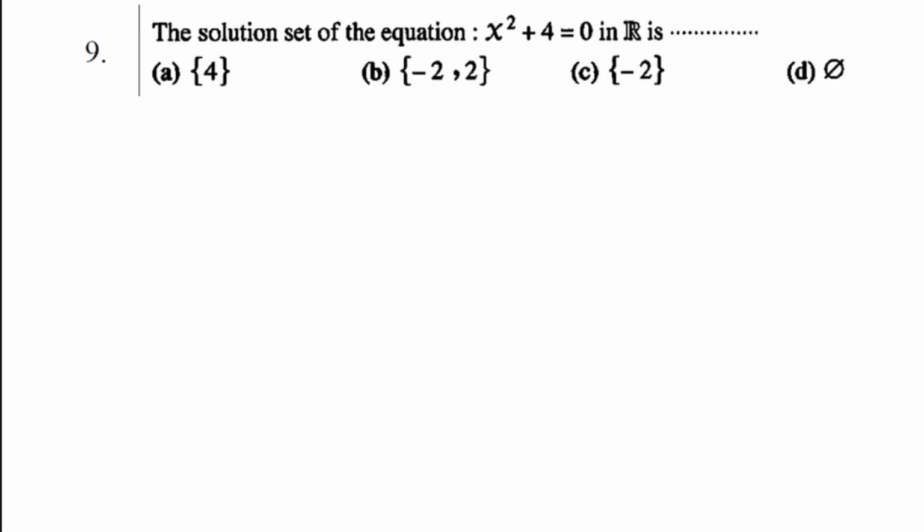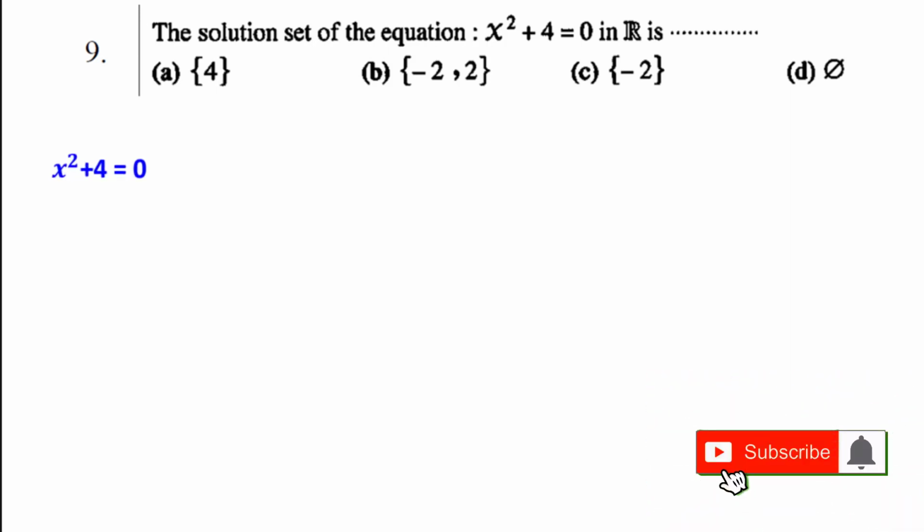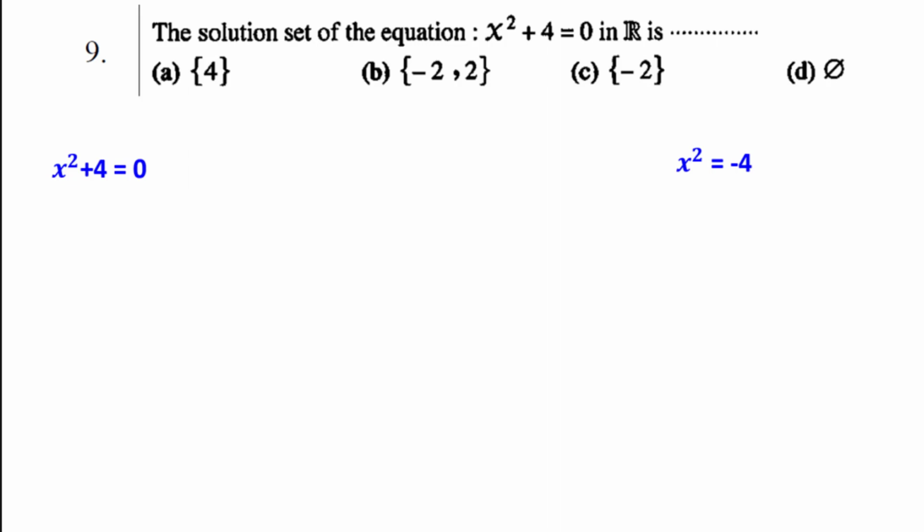Number 9, the solution set of the equation x squared plus 4 equals 0 in R. We have x squared plus 4 equals 0. Now we can move 4 to the other side in inverse sign, we will get here x squared equals negative 4. Now no solution in R, so the solution set is phi.